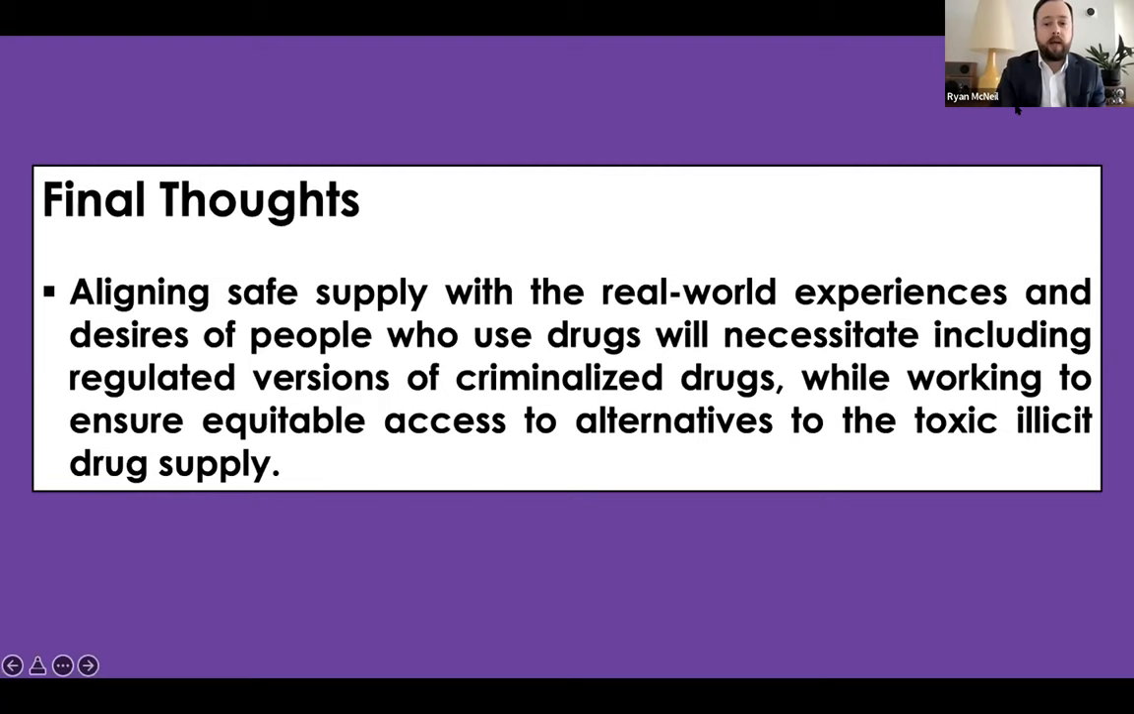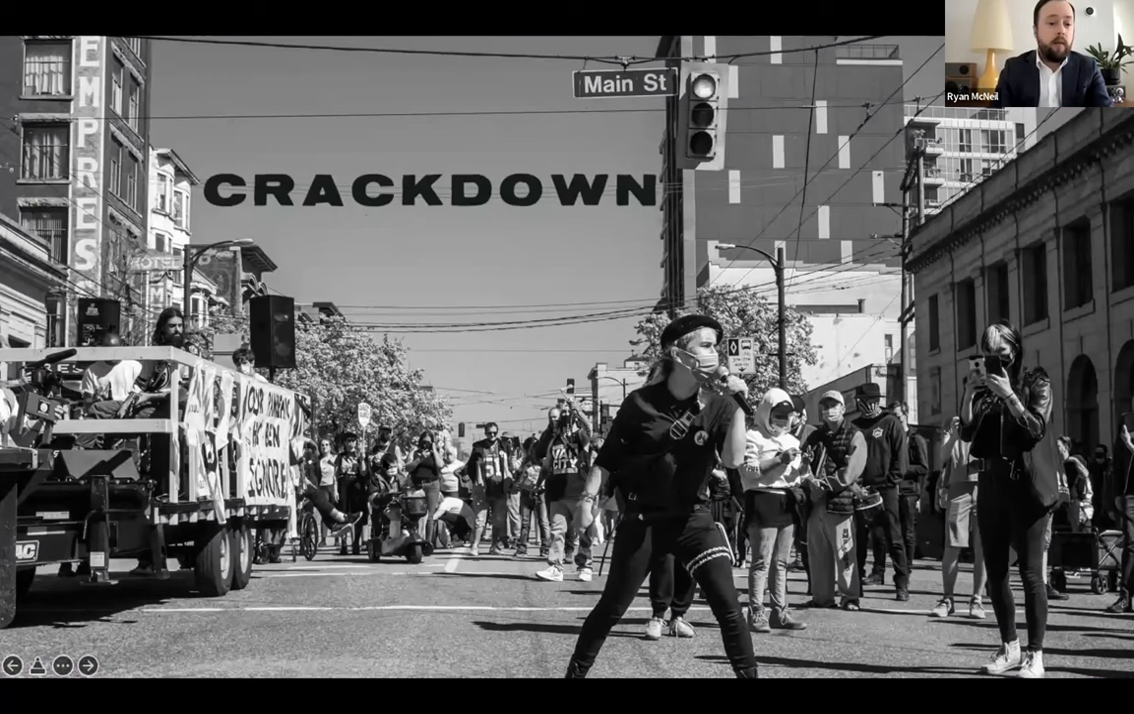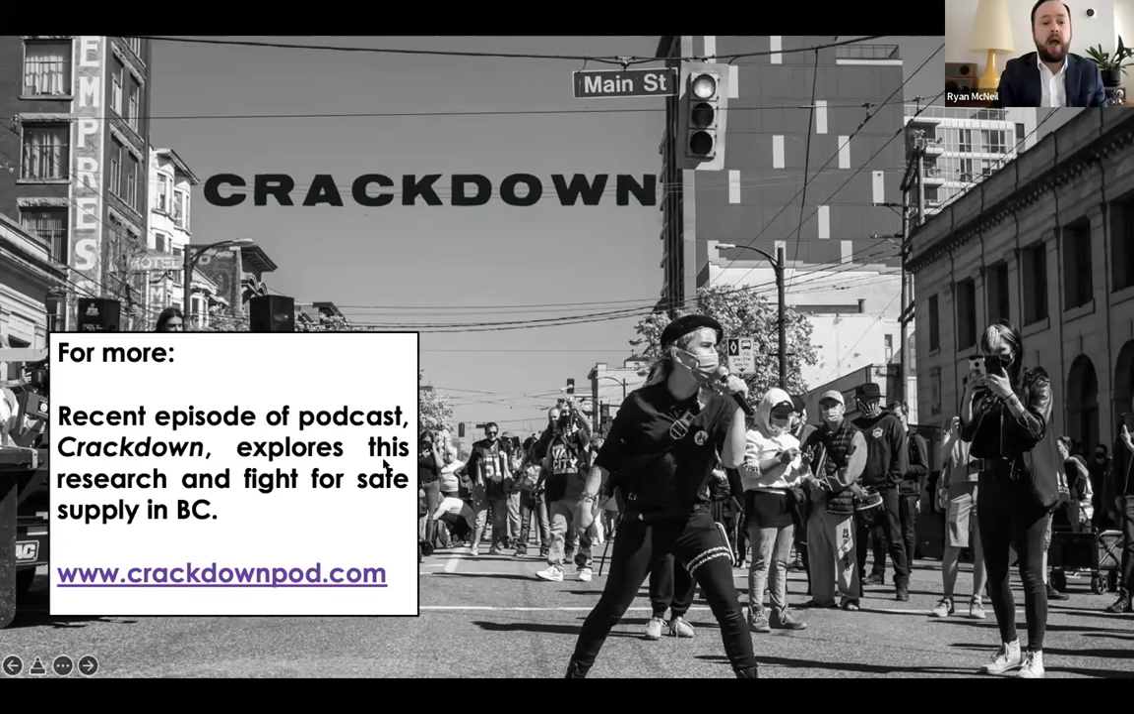And if people are interested in learning more about this, we cover this in depth in a podcast episode this month, Crackdown, which takes a deep dive into the safer supply prescribing and the push for access to safer regulated drugs in Canada. And I'll post the link to that in the chat.